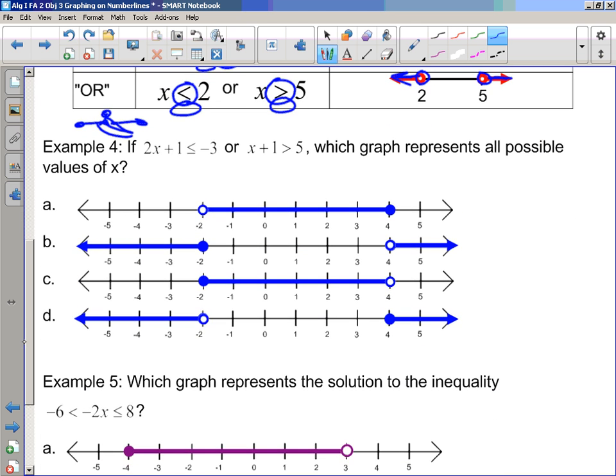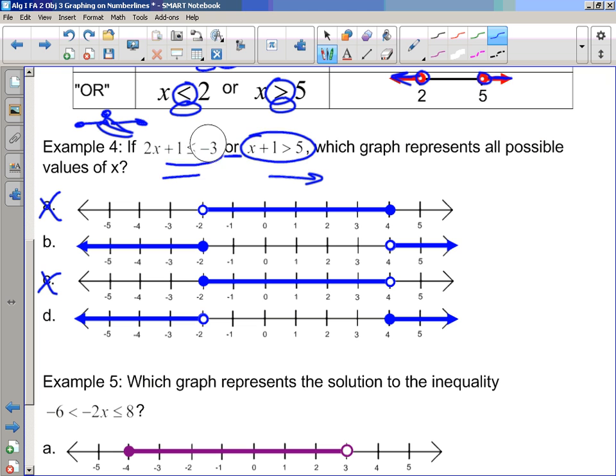So let's look at this example. If 2x plus 1 is less than or equal to -3, or x plus 1 is greater than 5, which graph represents all possible values of x? I have two separate inequalities. That means I'm going to have two separate lines. That actually automatically gets rid of A and it gets rid of C. So here's what I need to do. To be careful, I want to make sure and solve these inequalities first.